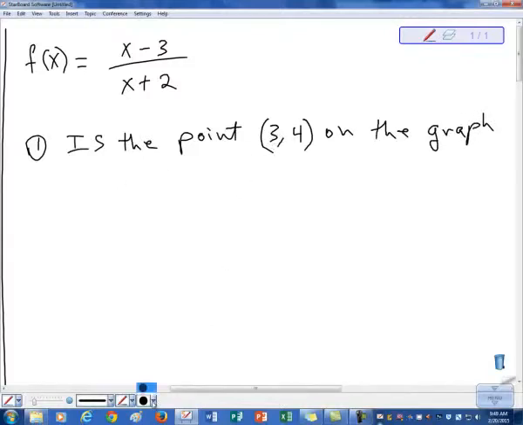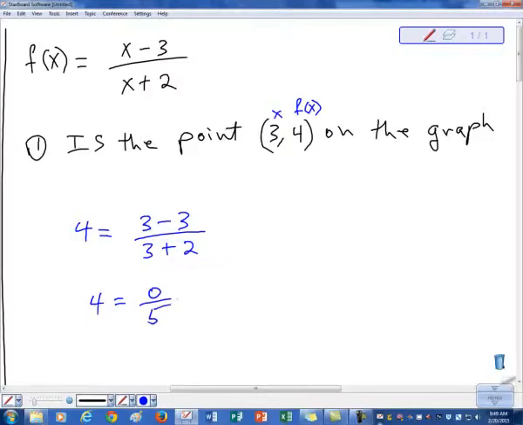So the 3 would be your x, and the 4 would be your y. So we would put 4 in for f of x, and the 3 goes in for x. That'll be 3 minus 3, and here we'll put 3 in again, plus 2, and 4 equals 0 over 5, or 4 equals 0.